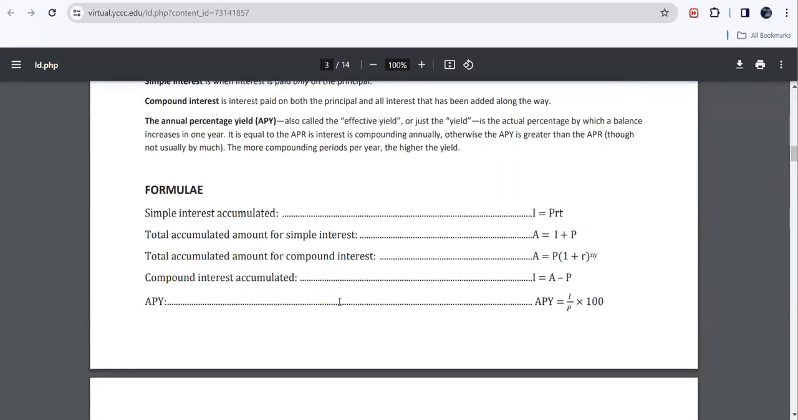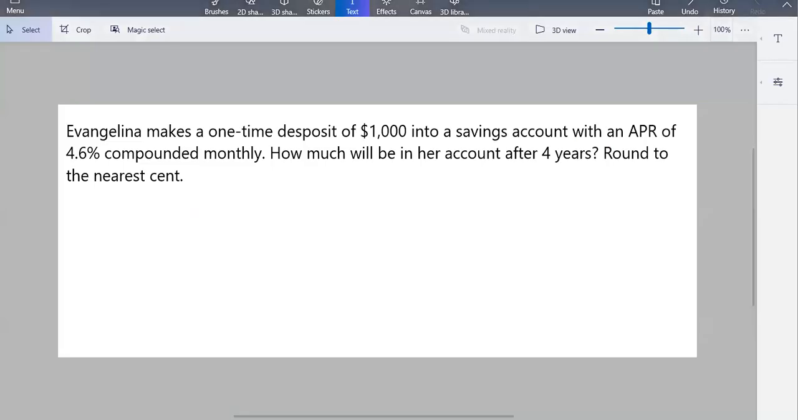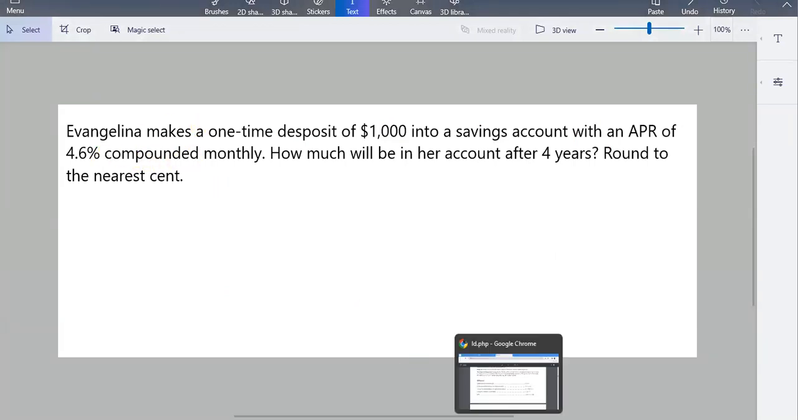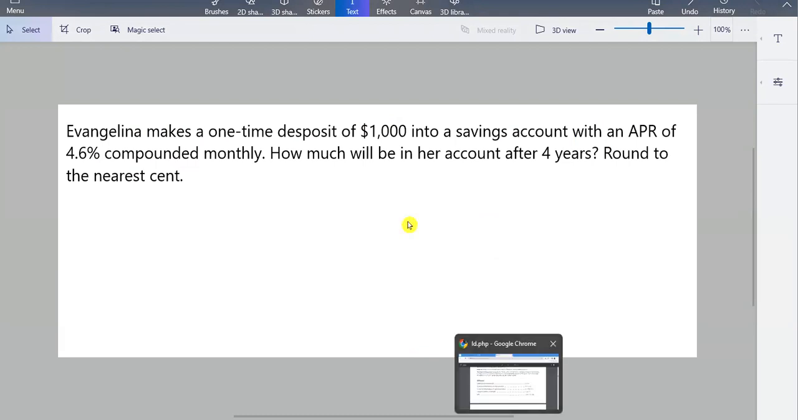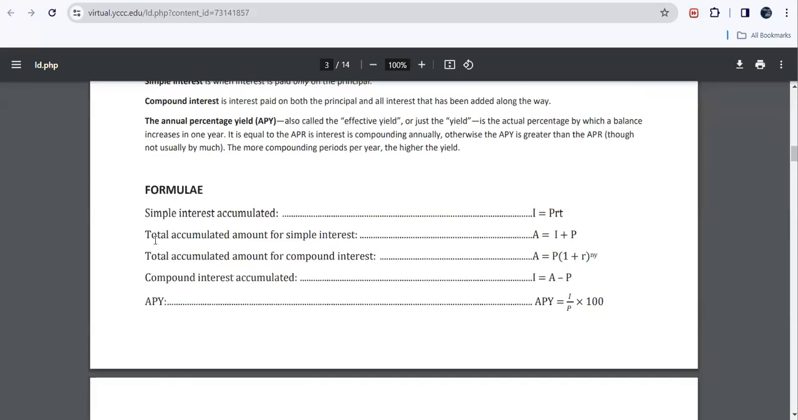We have what looks like a compound interest account. I have that keyword compound, and it's a savings account. There's no mention of a loan or anything like that. And it's not an IRA, it's a one-time deposit, so that makes me feel pretty comfortable using the compound total accumulated amount for compound interest right here. So we're gonna use this formula.